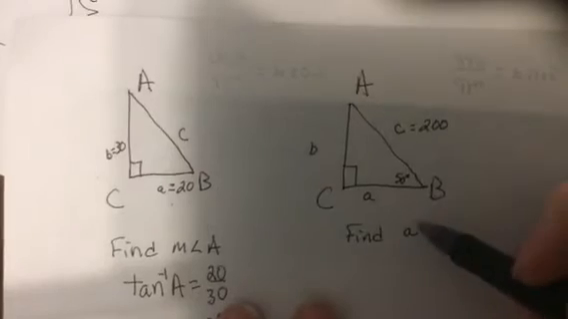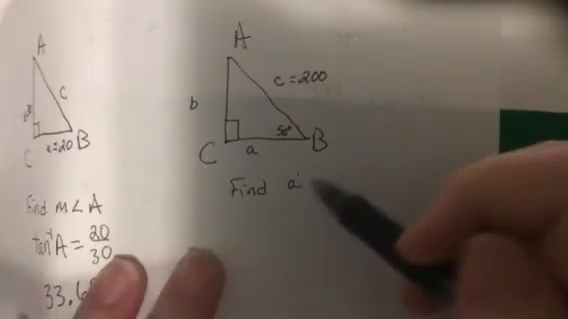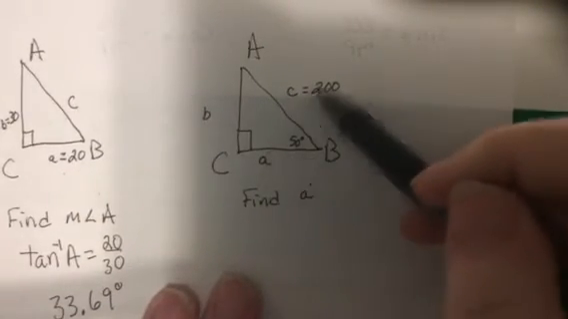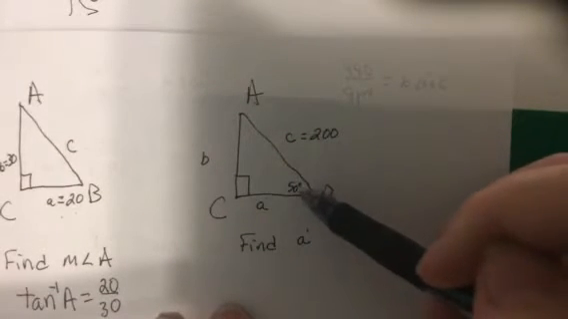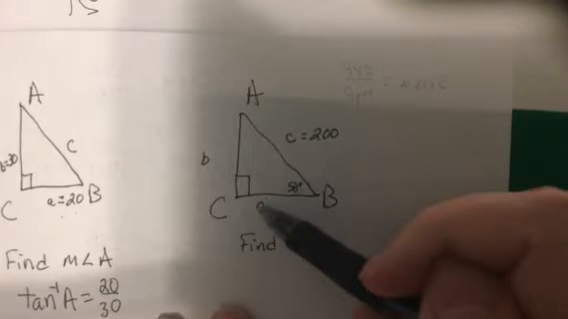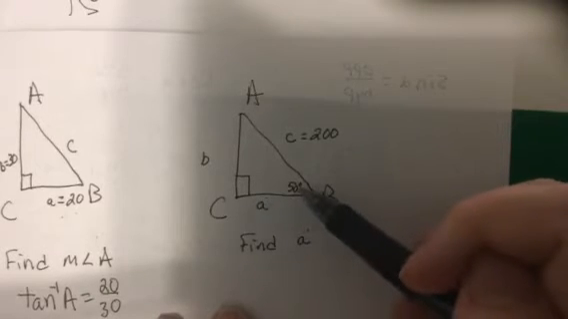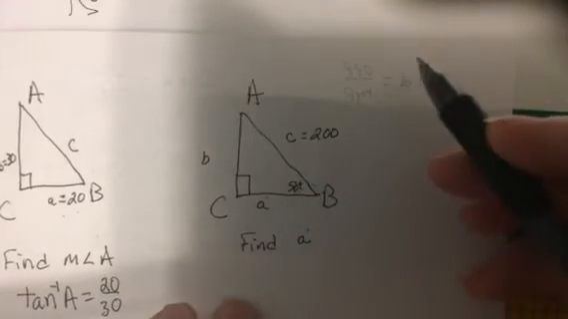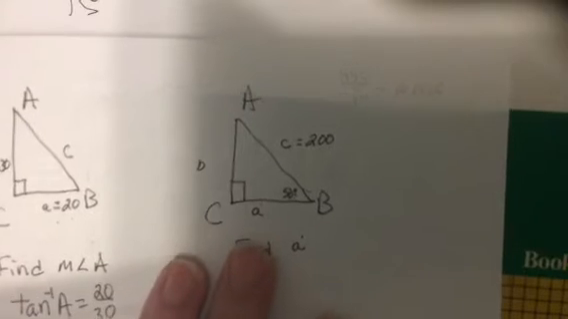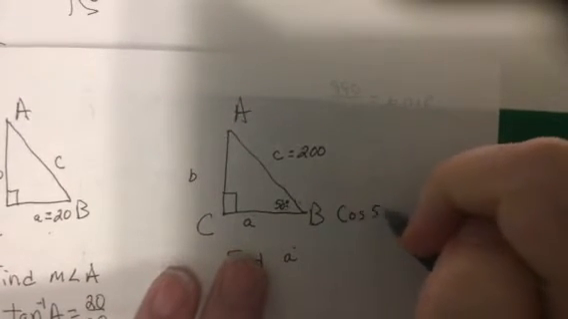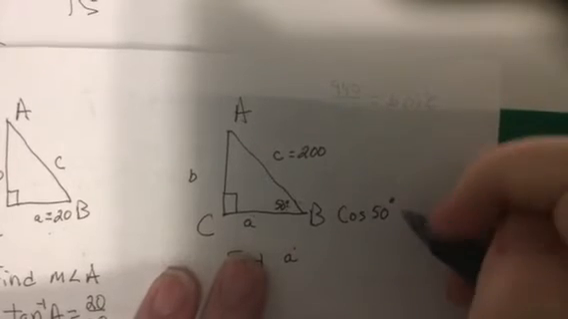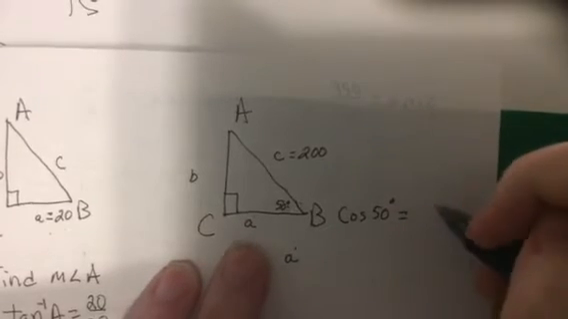Now, this one says find A. I can't use Pythagoras because I only know one side. Pythagoras, you got to know two of the three. But I know this angle. So I'm going to use this side, which is adjacent, over hypotenuse. Now, what trig function is adjacent over hypotenuse? It's cosine. So it's cosine 50. Notice no -1 because I already have the angle.